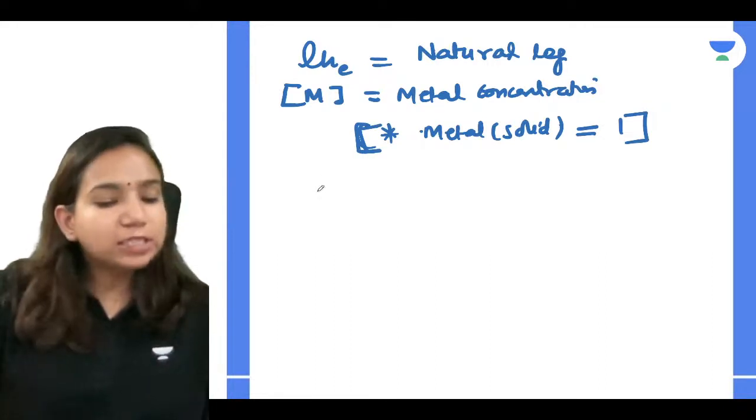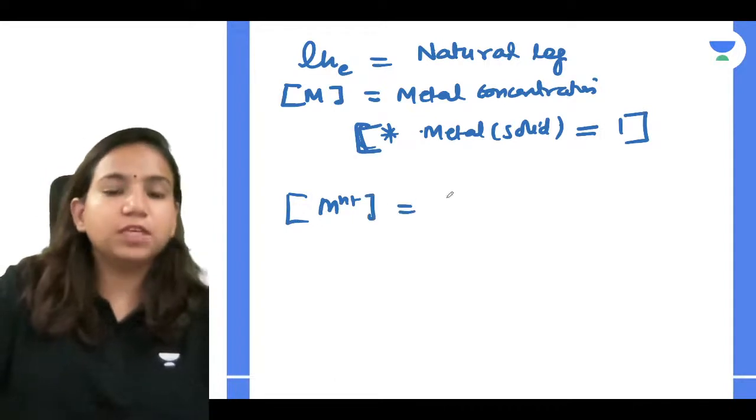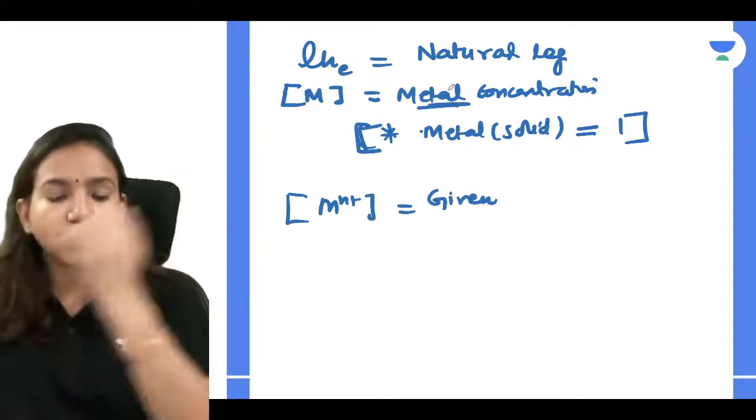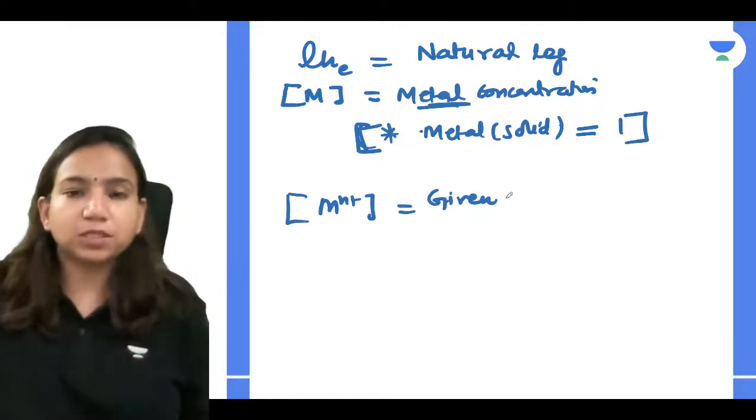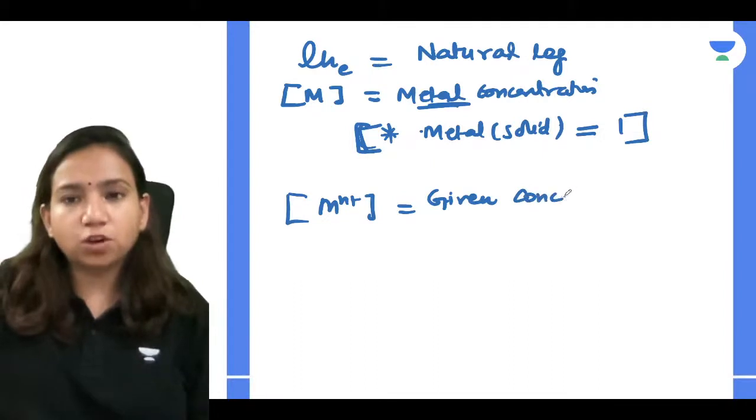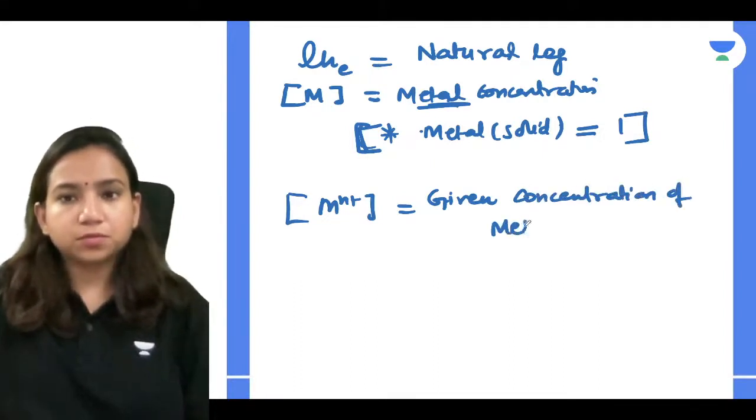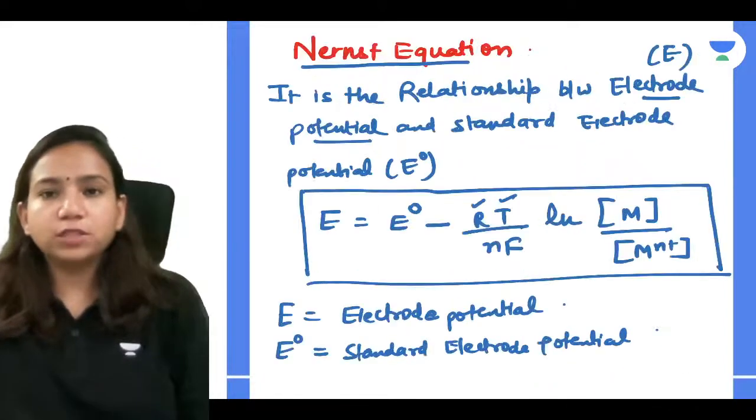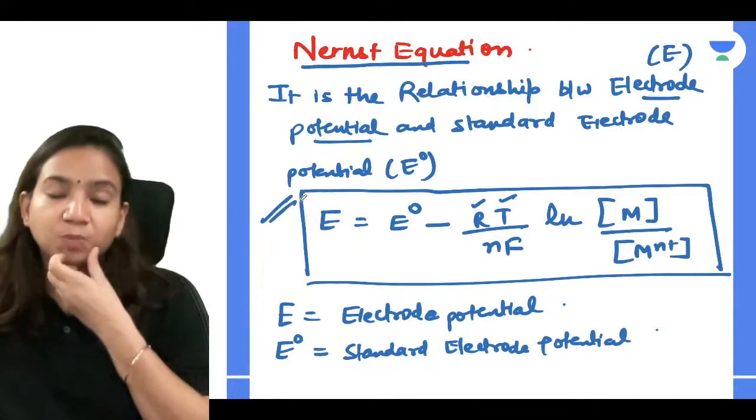Very good. Other than that, what is Mn positive, guys? Mn positive is nothing but the given concentration of metal ion. This is a solid metal; like you can relate, this is sodium and this is sodium ion, Na plus. So this is the given concentration of metal ion. We don't have to learn the derivation of this equation first of all. This is a basic equation.